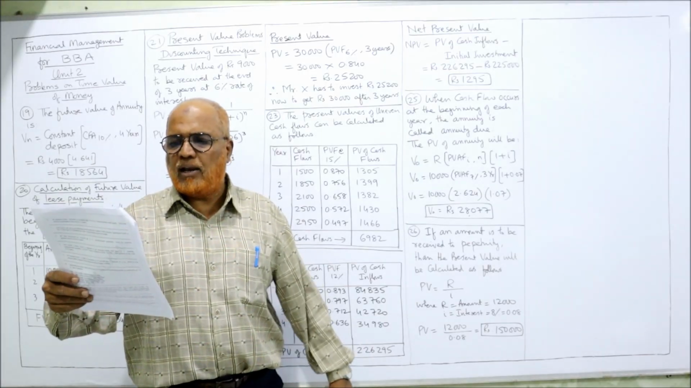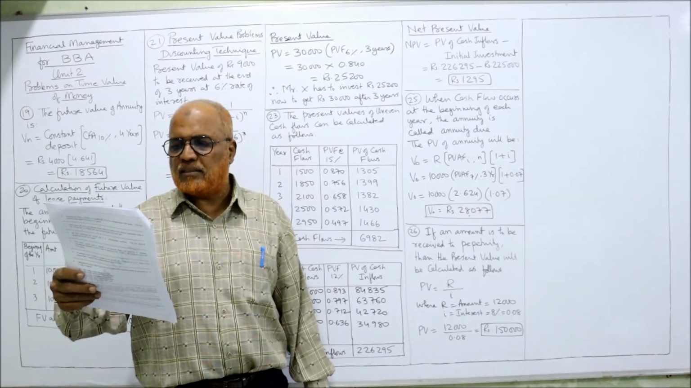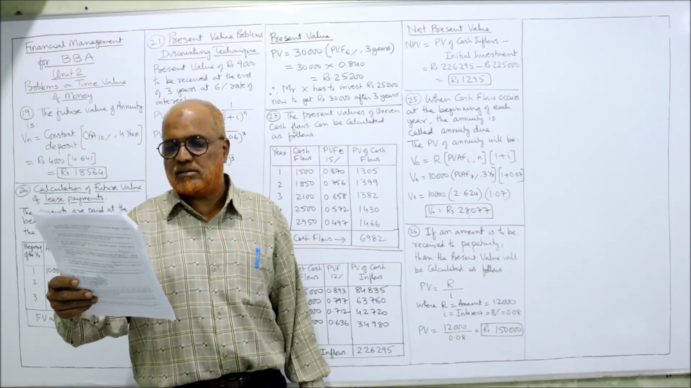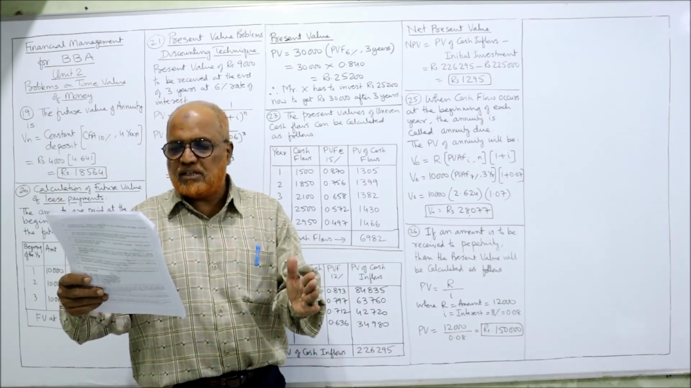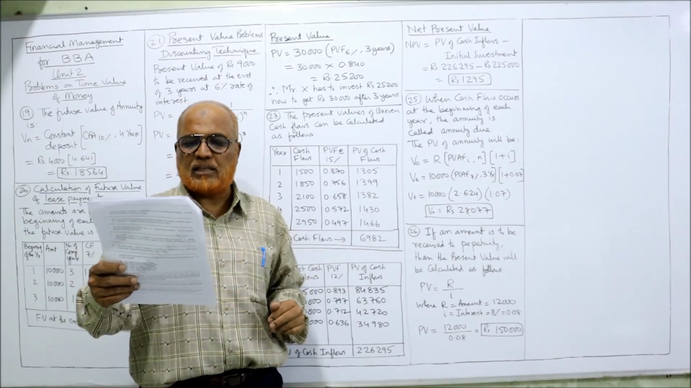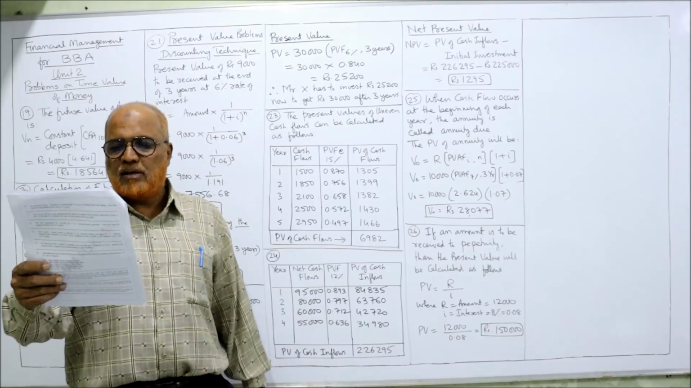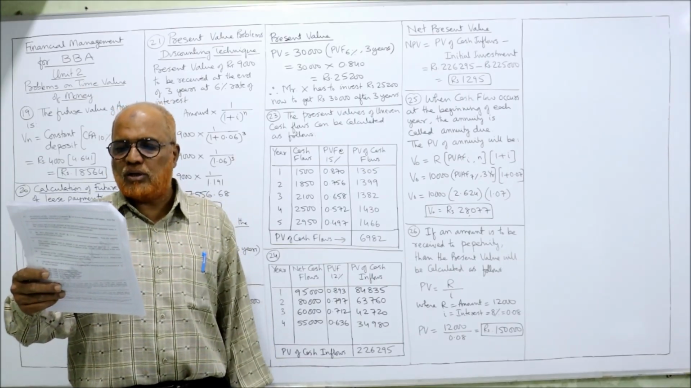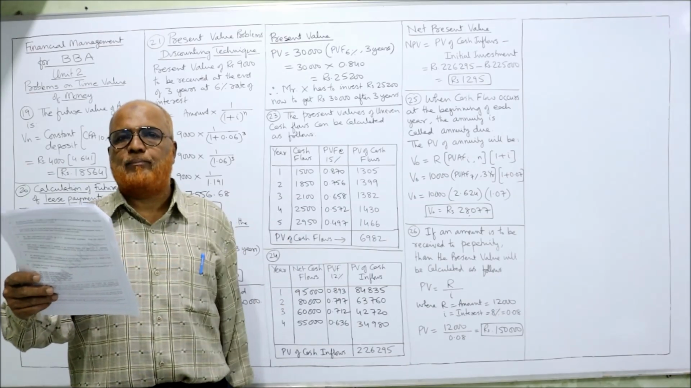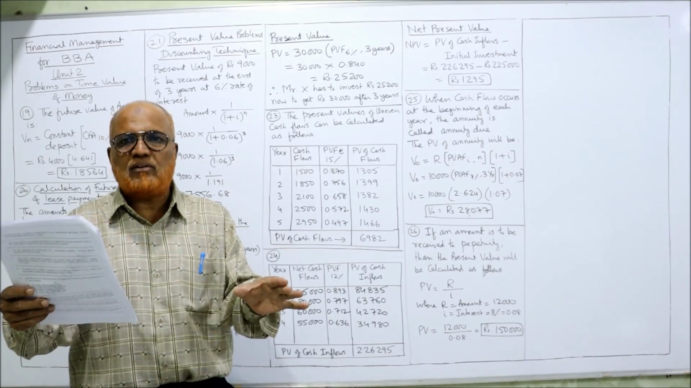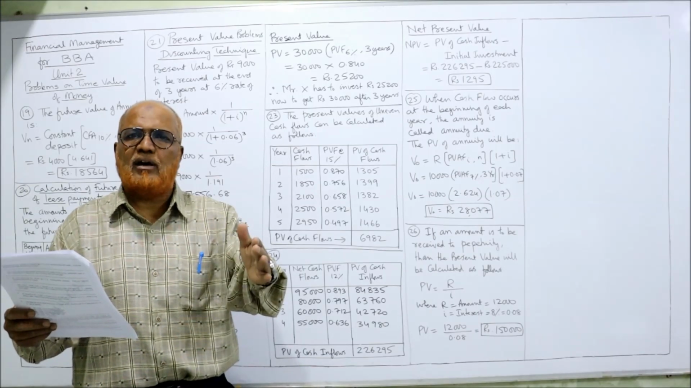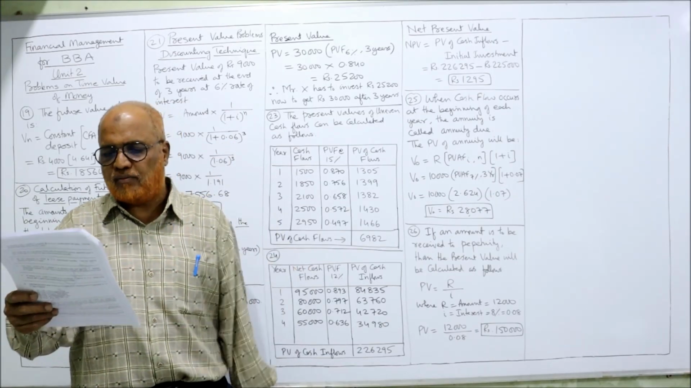Mr. X has won a lottery and he will be paid 10,000 at the beginning of each of the next 3 years. Beginning of first year, beginning of second year, beginning of third year, he is going to get 10,000 every year. Assuming 7% return on your investment, how much is this annuity worth to him today? So what is the present value of this 10,000 rupees which we are going to get every year for 3 years at the beginning of the year?